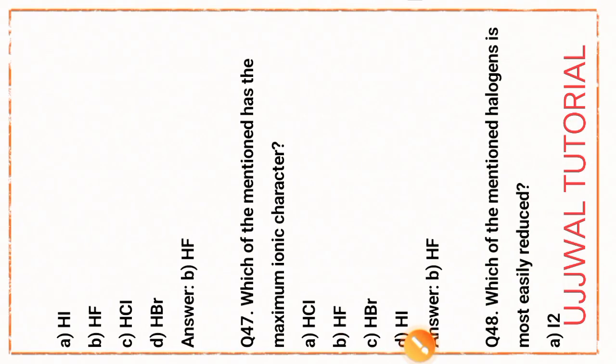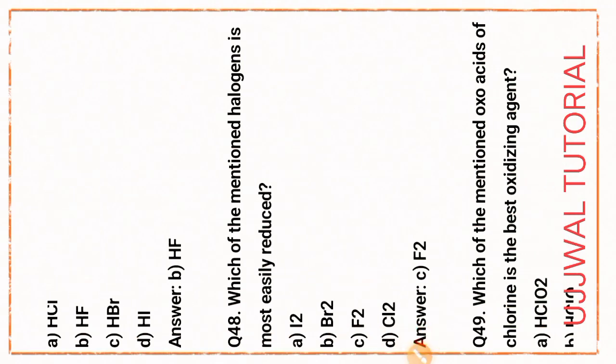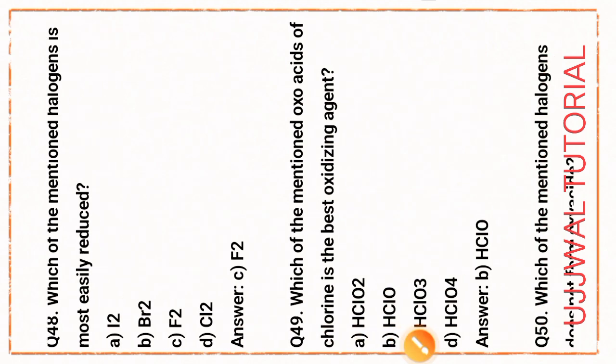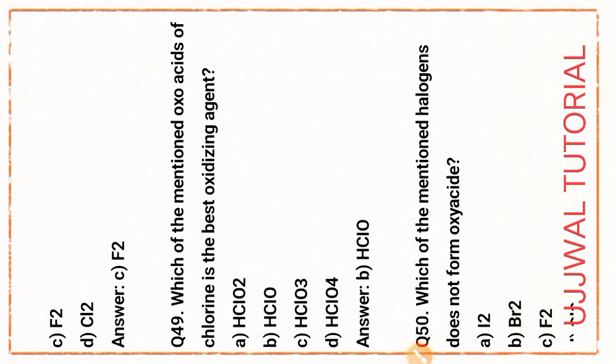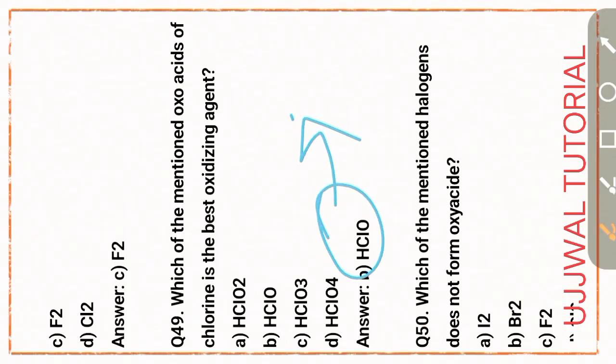Okay, next question number 48. Which of the mentioned halogens is most easily reduced? F2, that is option C, fluorine. Okay, next question number 49. Which of the mentioned oxoacids of chlorine is the best oxidizing agent? HClO. Okay, HClO. That is the chlorine oxidation number plus 1.